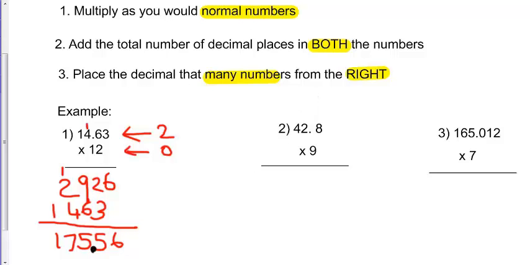Alright, let's go ahead and try another problem. 9 times 8 is 72. Carry the 7 up. 9 times 2 is 18. 18 plus 7, what is it?